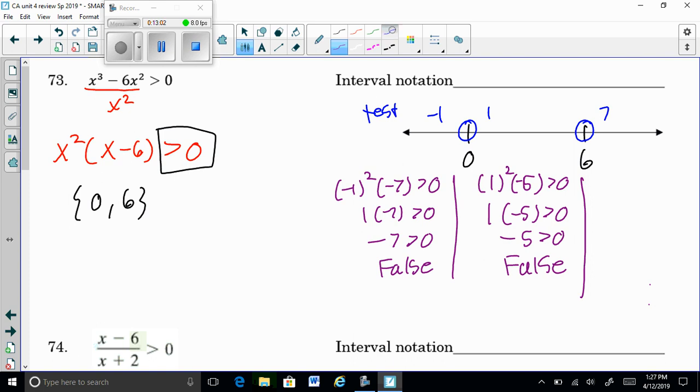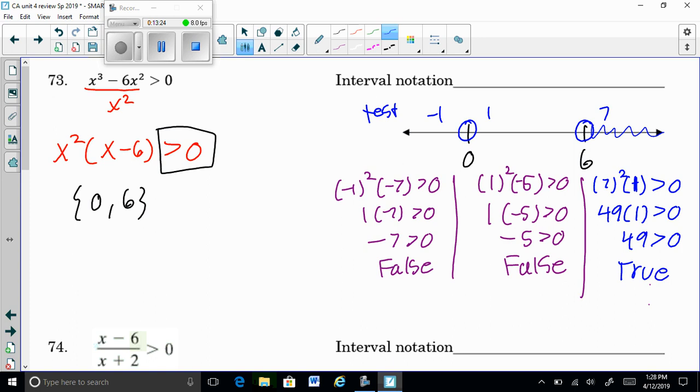Let's see what happens with our 7. So if we plug in 7, we get 7 squared, and then 7 take away 6 is +1. And we want to know if that's greater than 0. So we get 49 times 1, which, yes, is greater than 0. So we finally got one that was true. So we'll go ahead and shade that direction. So it's going to be from 6 to infinity.